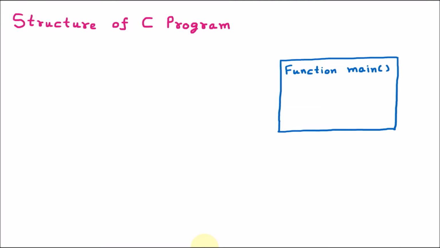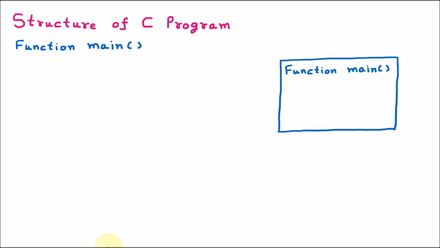Okay, everyone. So now we are learning the structure of C program. Structure of C program tells us what are the main components which will be there in the C program. So first of all, we have the first component or part which is called function main.